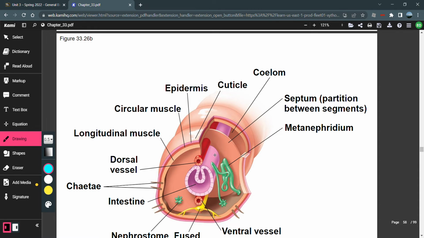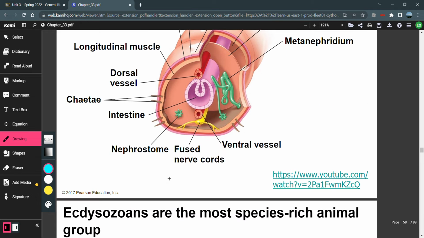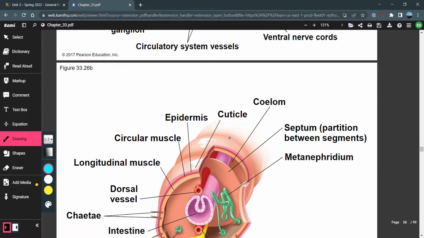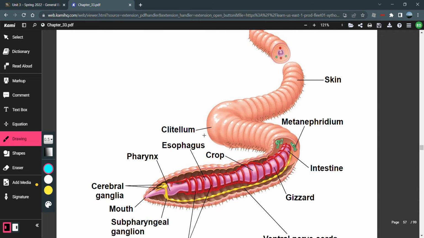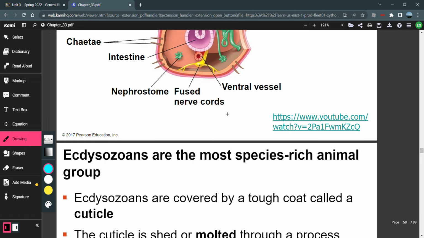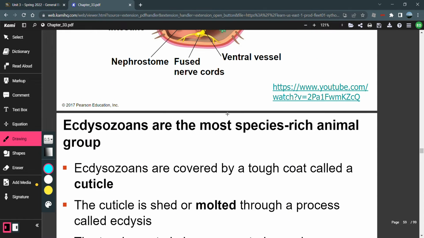They have vessels. They do have chaetae, which are used for adhering to their mate during sexual reproduction, and they have a clitellum, which is also used in sexual reproduction. The metanephridium is a pore outside of the body, and it discharges wastes outside. So it's pretty cool too.